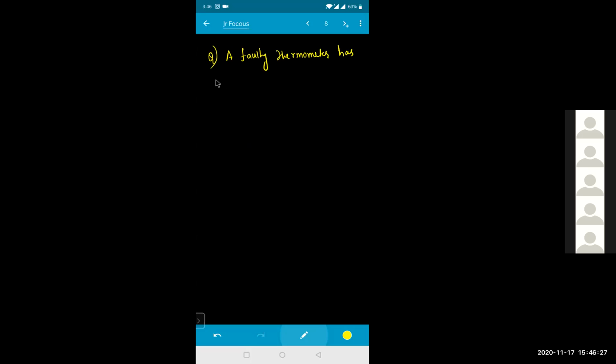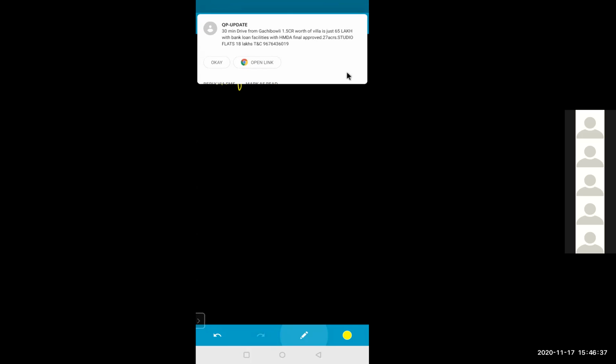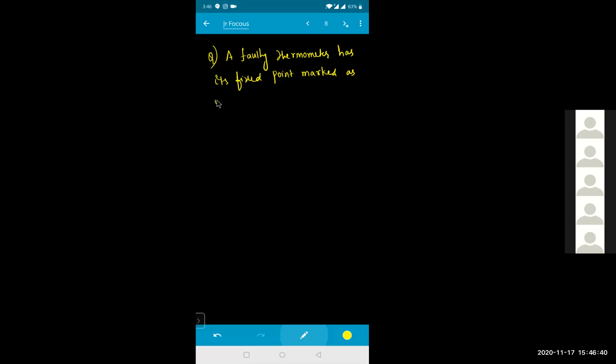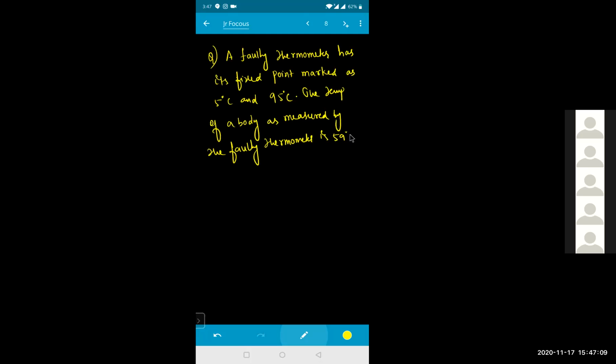A faulty thermometer has its fixed points marked as 5 degree centigrade and 95 degree centigrade. The temperature of a body as measured by the faulty thermometer is 59 degrees centigrade.